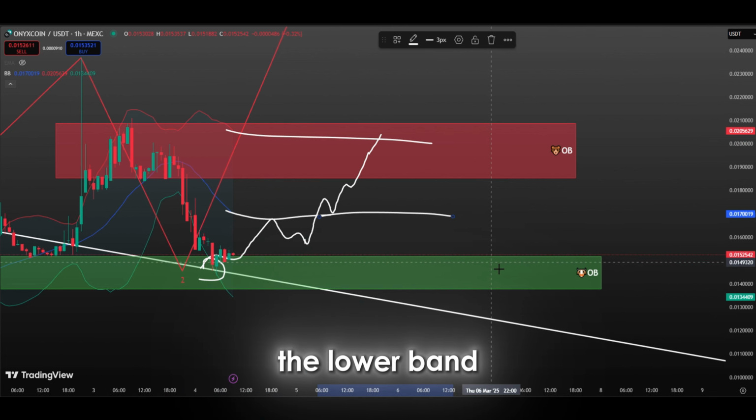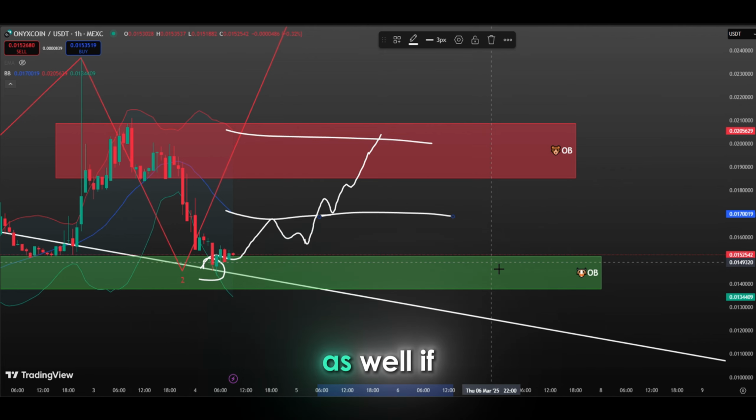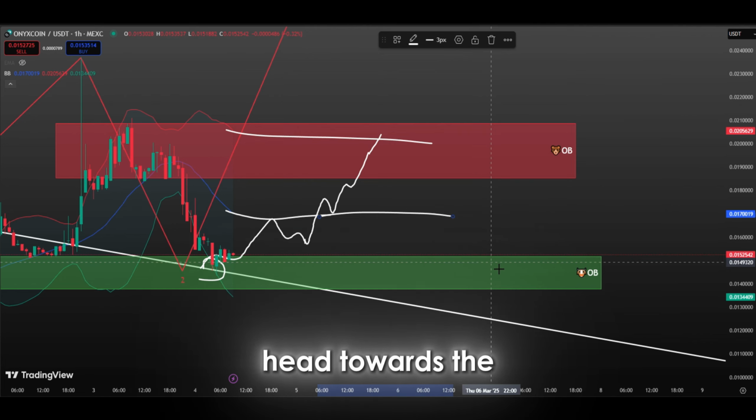After rebounding from the lower band, the price is heading towards the middle band, but it has not yet fully broken through it. The mid-band level usually gives important signals about the trend direction as well. If it breaks the mid-band, the price will head towards the upper band.